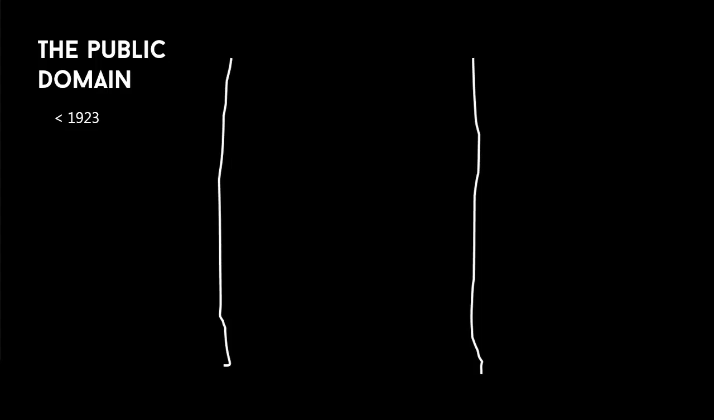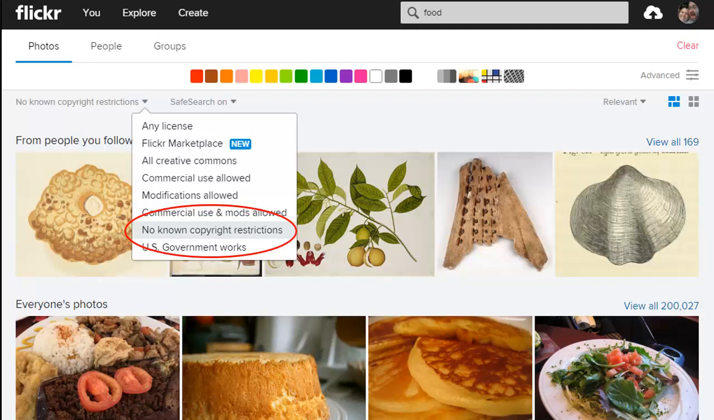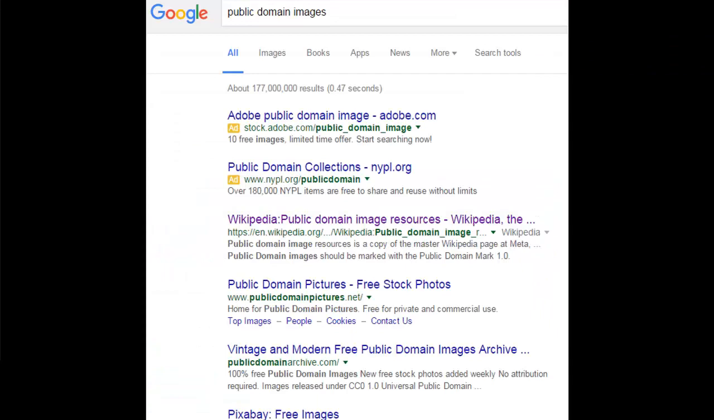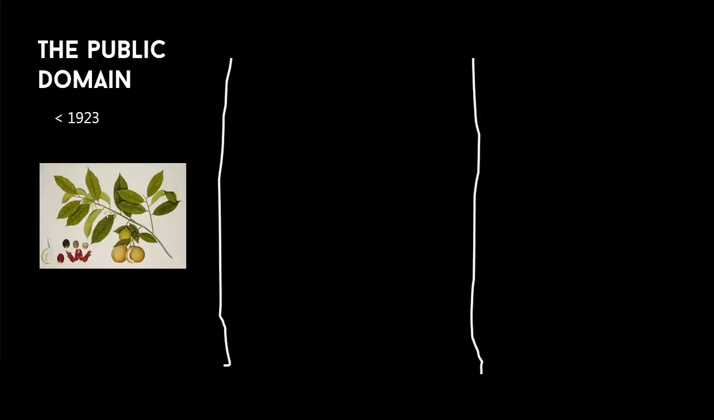So how do I find these awesome public domain pictures? Well, I personally go to Flickr because I can choose "no known copyright restrictions" under the licensing options. But there are also pages about finding public domain stuff all over the internet. You can find it on your own. So great, you found some pictures that you can use in any way you want. That makes you really happy.